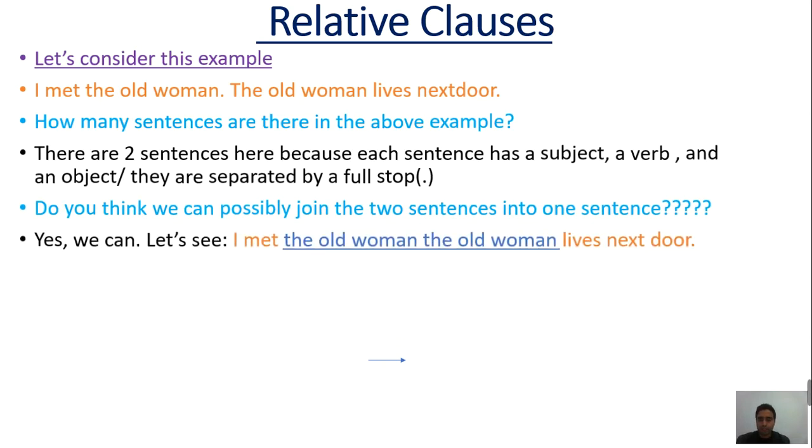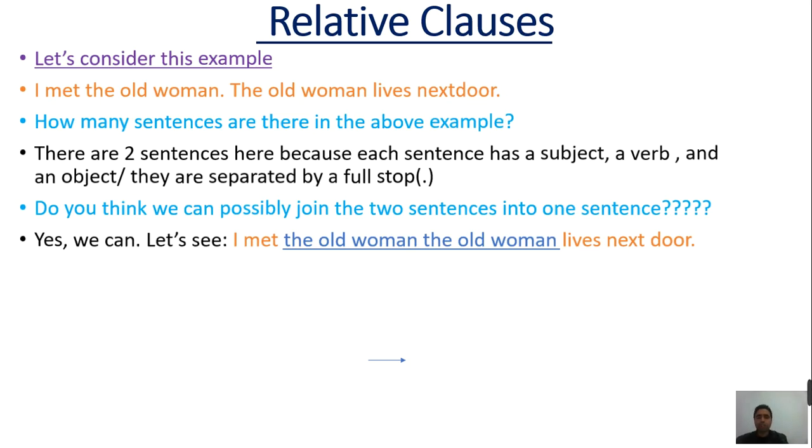and we will get this sentence here. I met the old woman. The old woman lives next door. So, this is the new sentence, and in this new sentence there is a problem, of course, as you may have noticed here. We have the repetition of the words the old woman. It is repeated 2 times, the old woman, the old woman. And for this problem normally we need a solution.